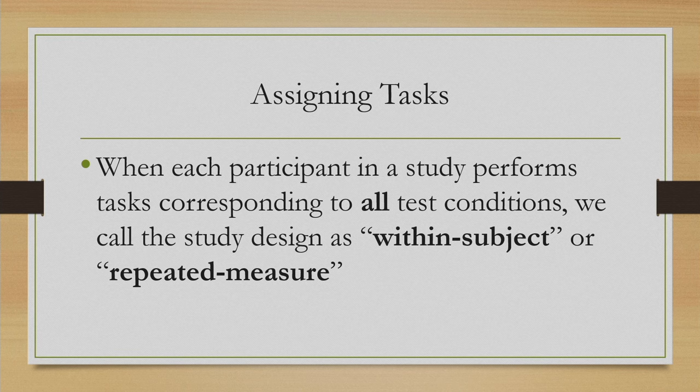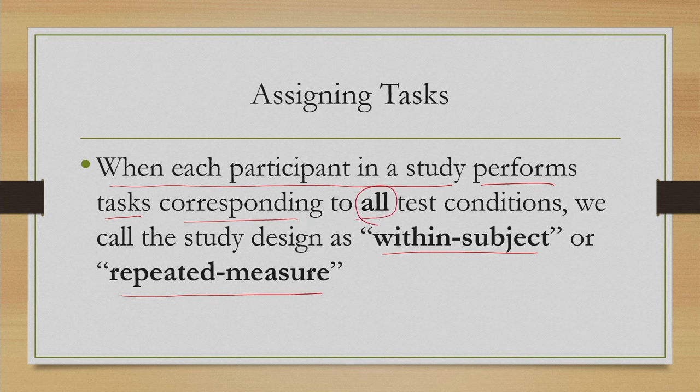Before that, we need to know about some terminology, that is within subject design, also known as repeated measure design, and between subject design. So what is within subject design? When each participant in a study performs the tasks corresponding to all the test conditions, we call the study design within subject design, or alternatively repeated measure design. So in our example, we have 2 interfaces, 5 participants. Each participant was asked to perform tasks on both the interfaces. So all participants perform the same way. So our particular study design we can call repeated measure or within subject design.